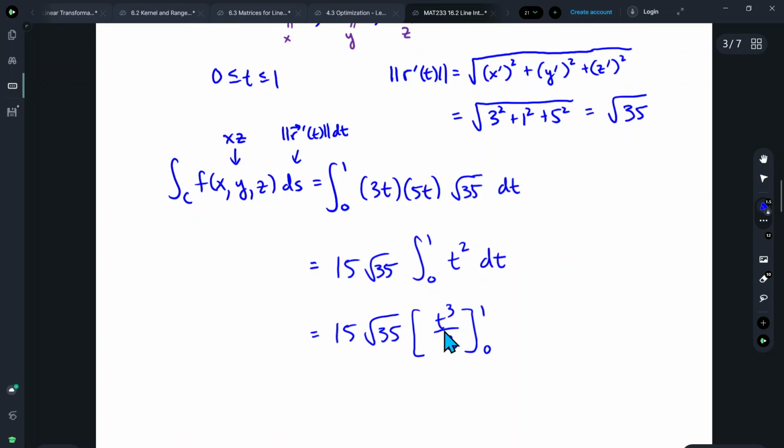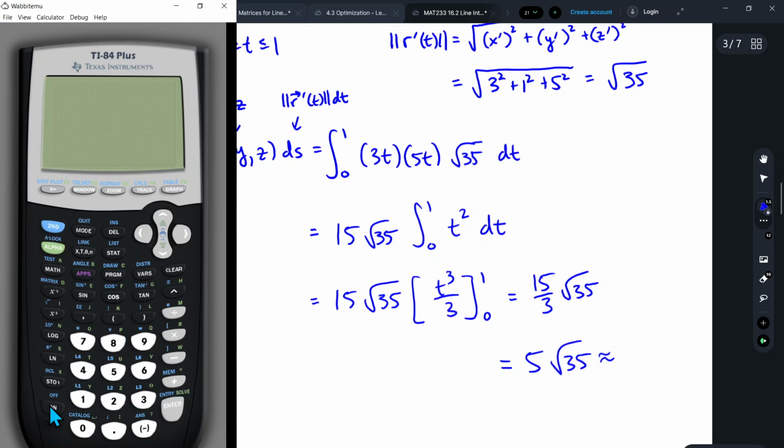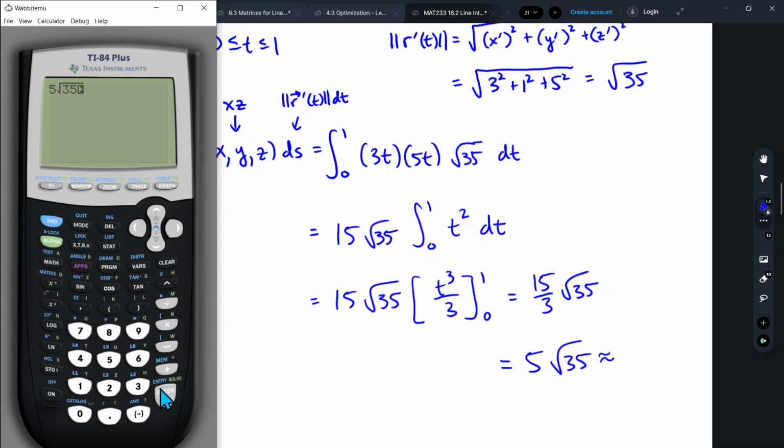And so if you plug in 1, you get 1/3. So that's 15 thirds square root of 35. If you plug in 0, you get 0, so that cancels everything out. So this is the value of the integral. You get 15 over 3 is 5, so 5 square root of 35. If you want to calculate this in decimal form, 5 square root of 35 is equal to 29.58.